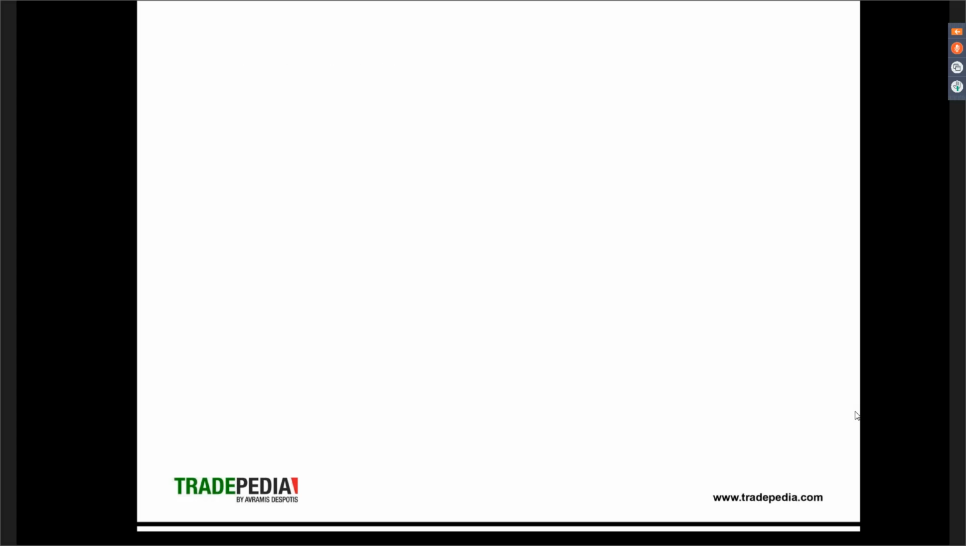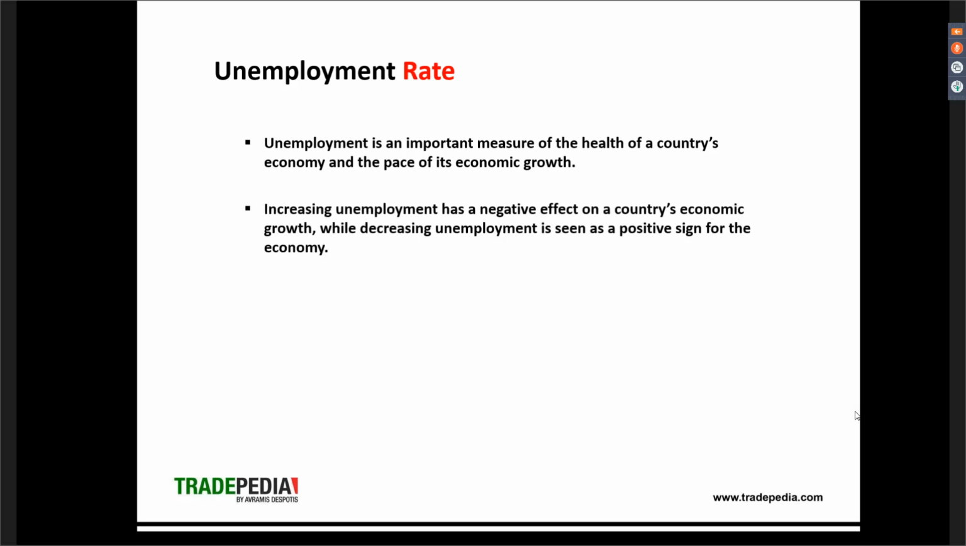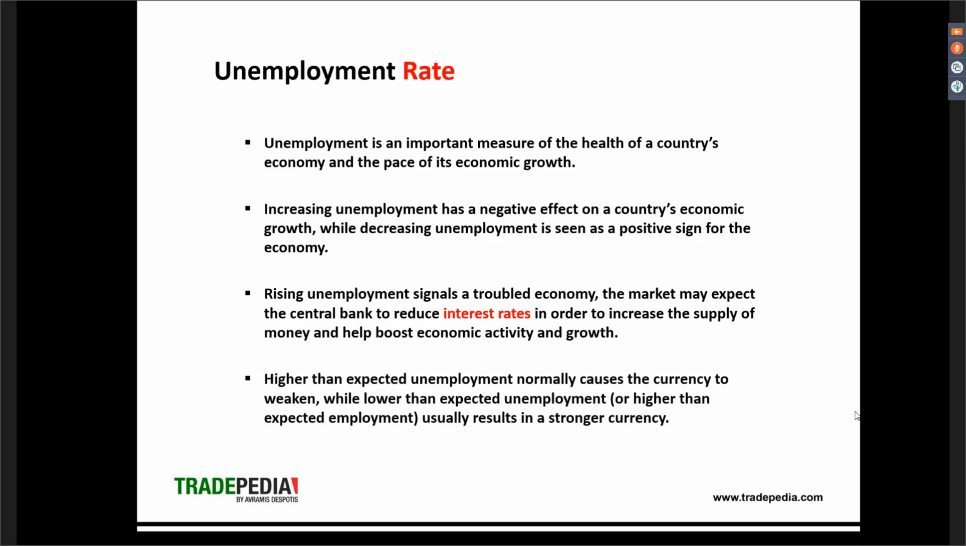And another macroeconomic aspect is, of course, the unemployment rate. Unemployment is an important measure of the health of a country's economy and pace of its economic growth. Increasing unemployment has a negative effect on a country's economic growth, while, of course, decreasing unemployment is seen as a positive sign for the economy. Rising unemployment signals a troubled economy. The market may expect the central banks to reduce interest rates in order to increase the supply of money and help boost economic activity and growth. Now, higher than expected unemployment normally causes the currency to weaken, while lower than expected unemployment usually results in a stronger currency.